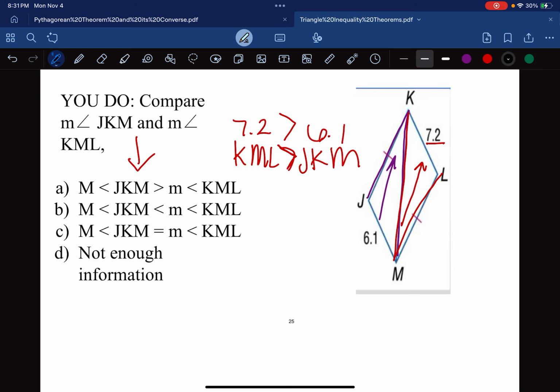So I just need to flip it. Let this one go first. JKM. If I flip this, I also need to flip that. It's less than KML. It's still saying the same thing. So your answer would be B as in boy.